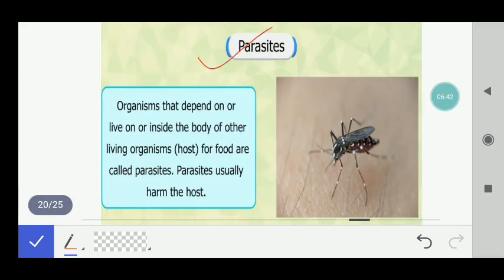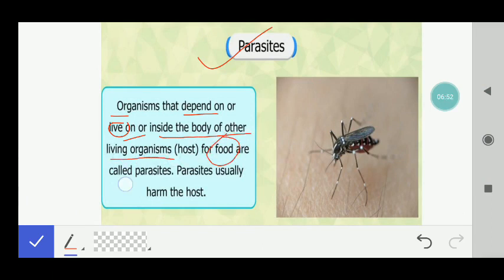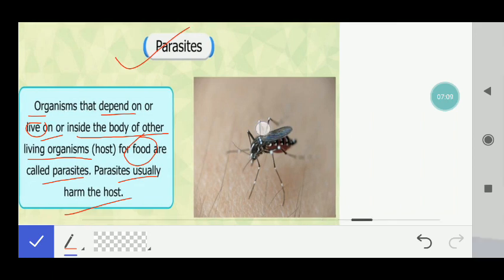Next are parasites. The organisms that depend on or live on or inside the body of other living organisms for food are called parasites. Host is the organism on which parasites depend for their food. Parasites usually harm the host. Let us understand this by the examples.